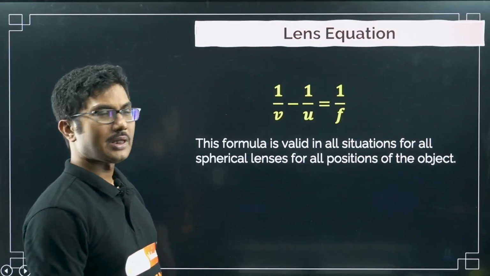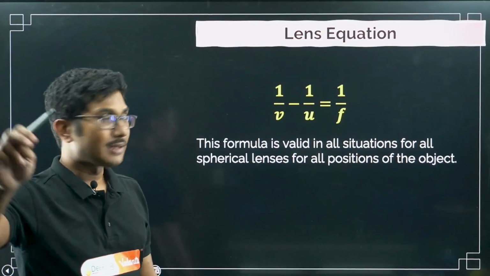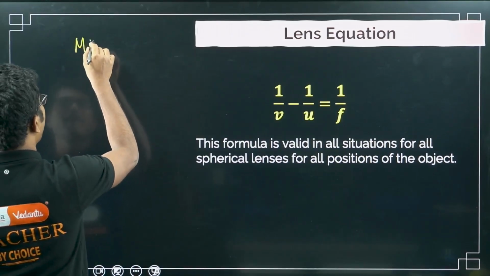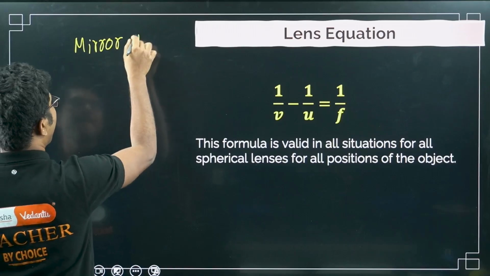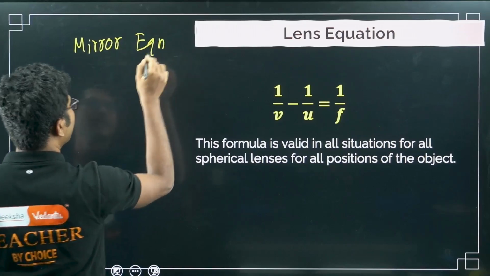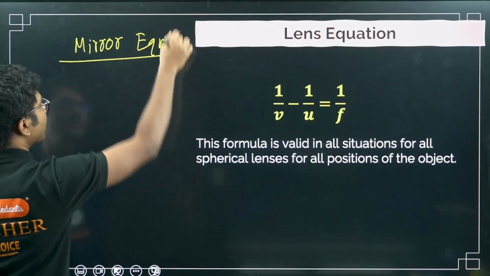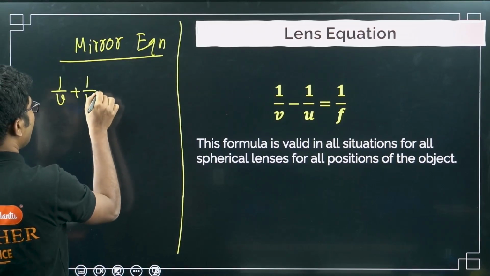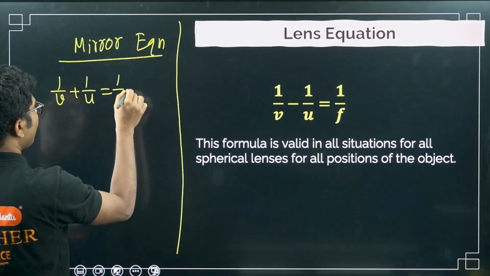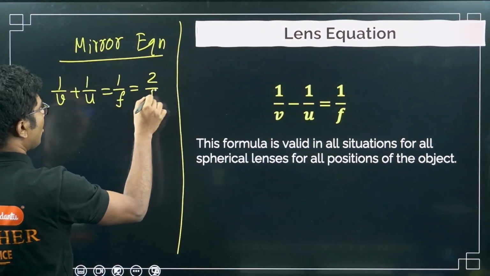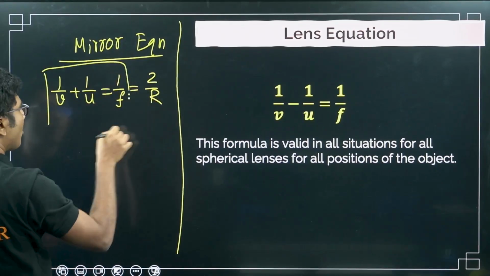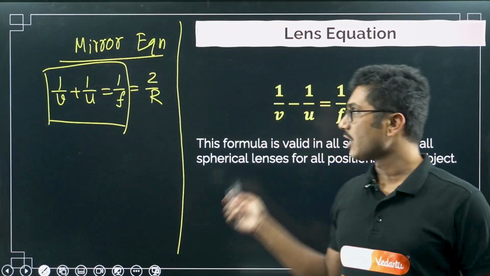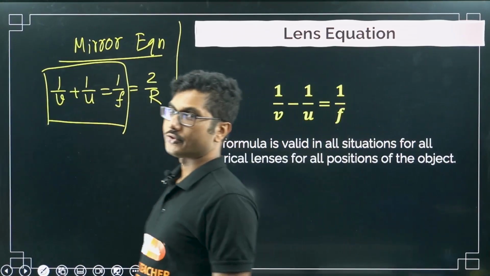1 by v minus 1 by u is equal to 1 by f. There was one mirror equation as well. I forgot to mention that. Mirror equation was, since we are discussing lens equation, let me discuss the mirror equation on this side. 1 by v plus 1 by u equals 1 by f, or 2 by r. Both are fine. Generally this is the common equation. So if you see, there is only one difference, the negative sign is now here. In case of mirror equation, it is positive.